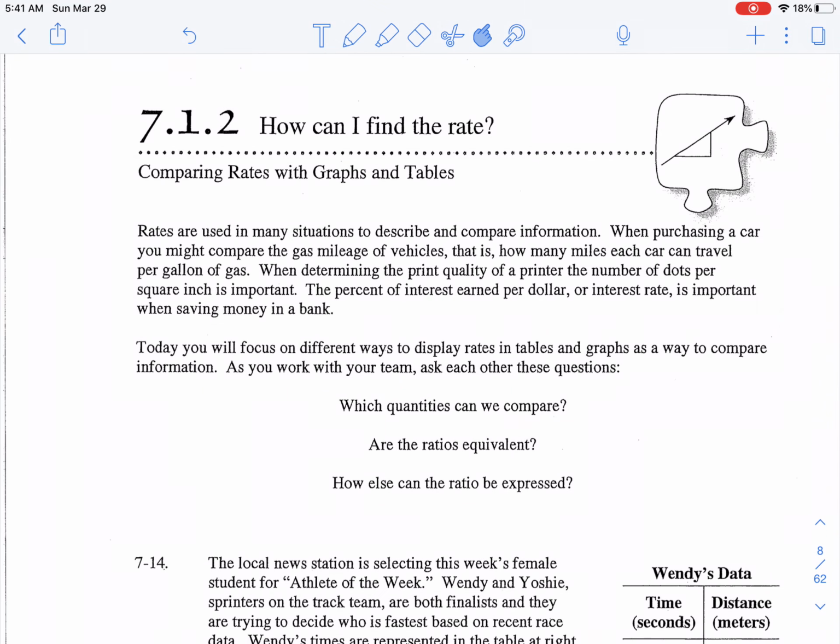All right, we're taking a look at lesson 7.1.2, how can I find the rate? We're going to compare rates today, but we're going to focus on the graphs, not the tables. It says rates are used in many situations to describe and compare information.